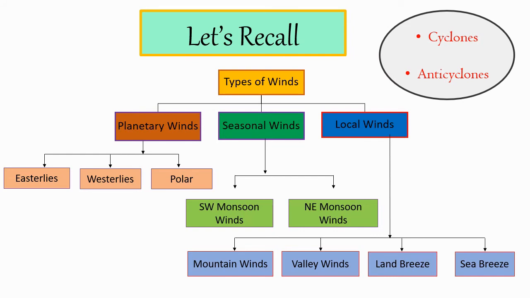Due to the difference in pressure, the air flows from the high pressure over the sea to the low pressure over the land. This flow of air from the sea to the land is termed as the sea breeze.